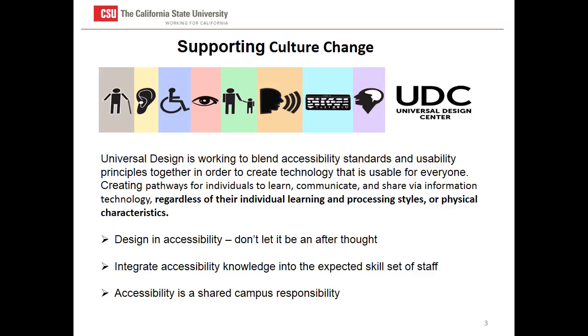We want to integrate accessibility knowledge into the expected skill set of everyone on staff. That means that there isn't this specialized group of people that can only address this issue. We want to make that broad so that everyone brings it to their everyday work life. So if you're a web developer, you're actually knowing how to do accessible coding. And basically accessibility is a shared responsibility. It's not only a shared responsibility across our campuses, but across all your organizations as well.